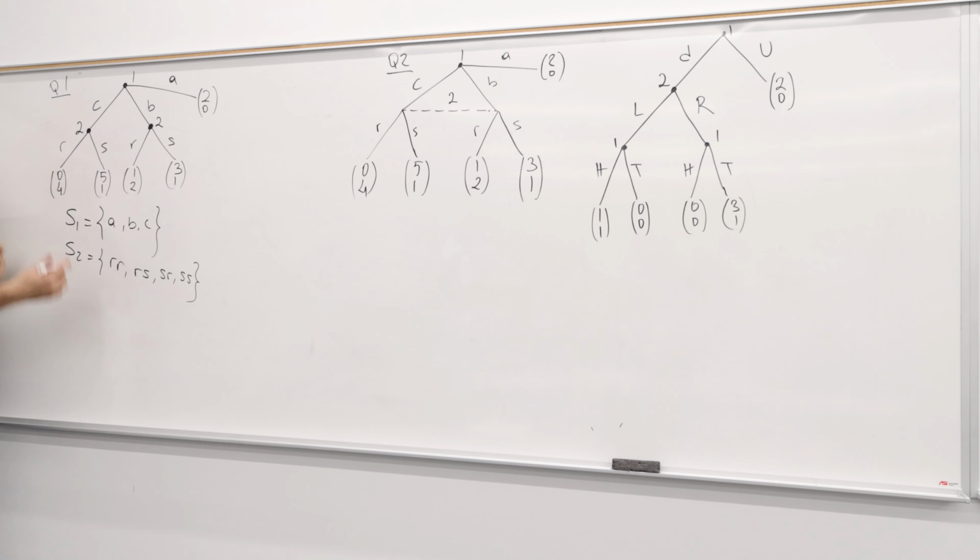So if you want to write this game in the normal form, basically you're going to have 4 columns and 3 rows for player 1. You just fill out the boxes and then find the Nash equilibrium. The Nash equilibrium of this game is identical to the Nash equilibrium of this game. Okay?